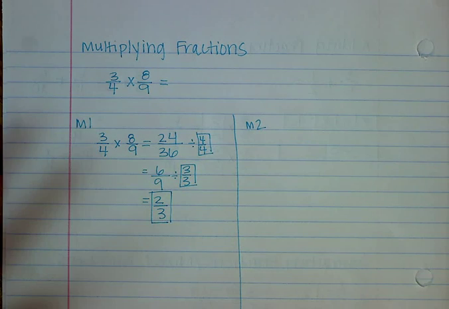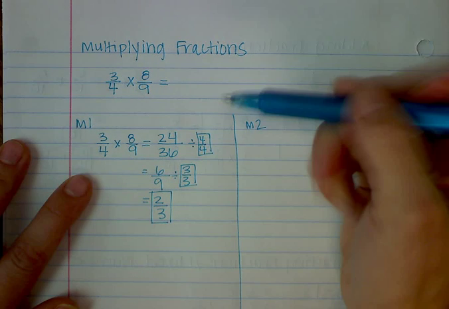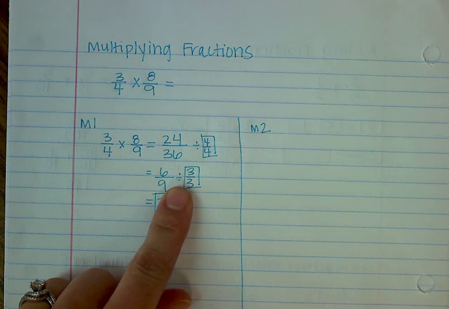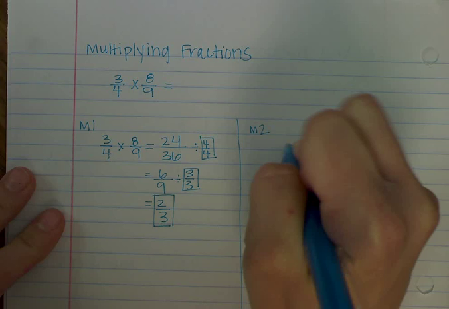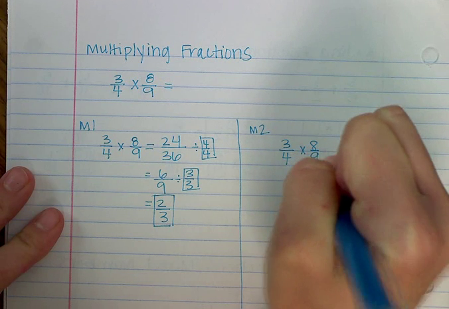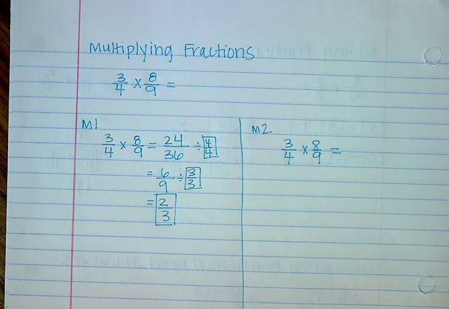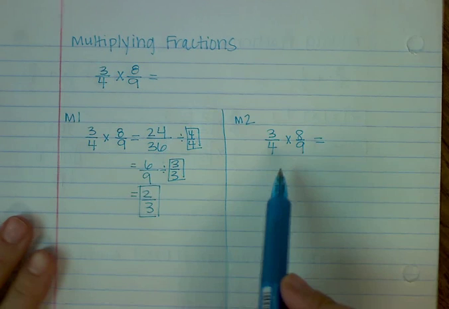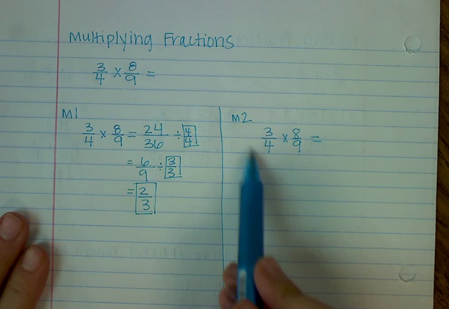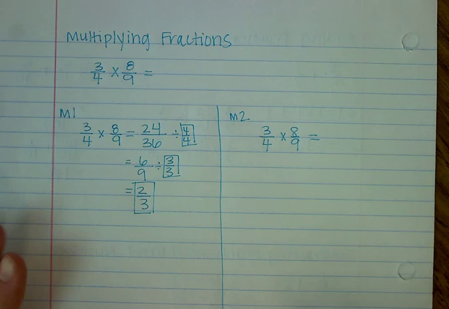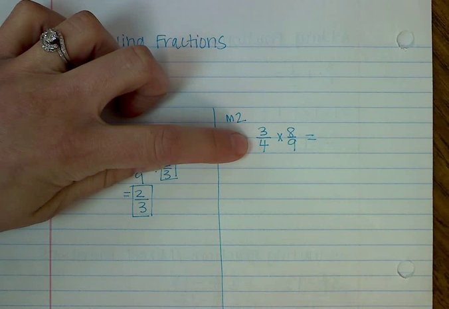Now, in method 1, we did simplify last because we found our answer, and then we simplified, and we simplified again. Now in method 2, you can simplify first. Okay? And so what I'm looking for is I'm still going to divide the numerator and denominator by the same number, but I'm just going to do it up here instead of down here after the answer.